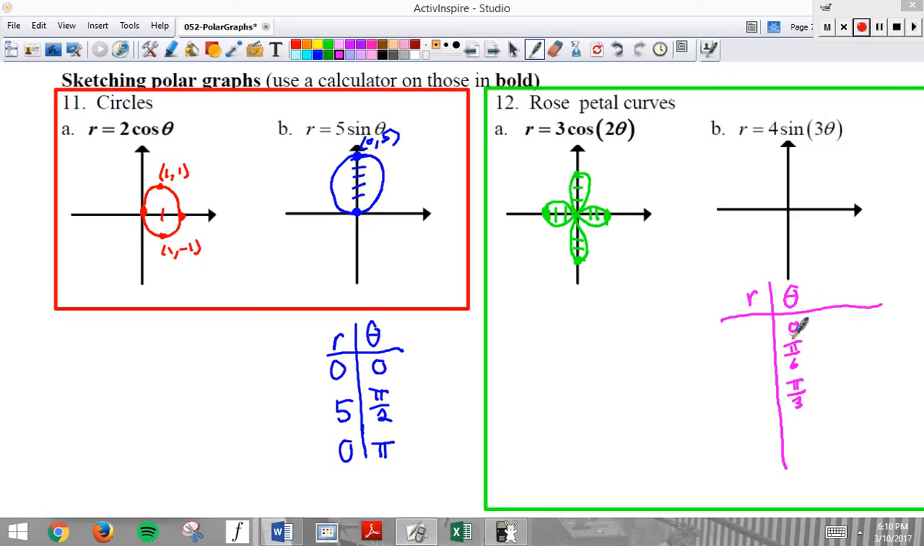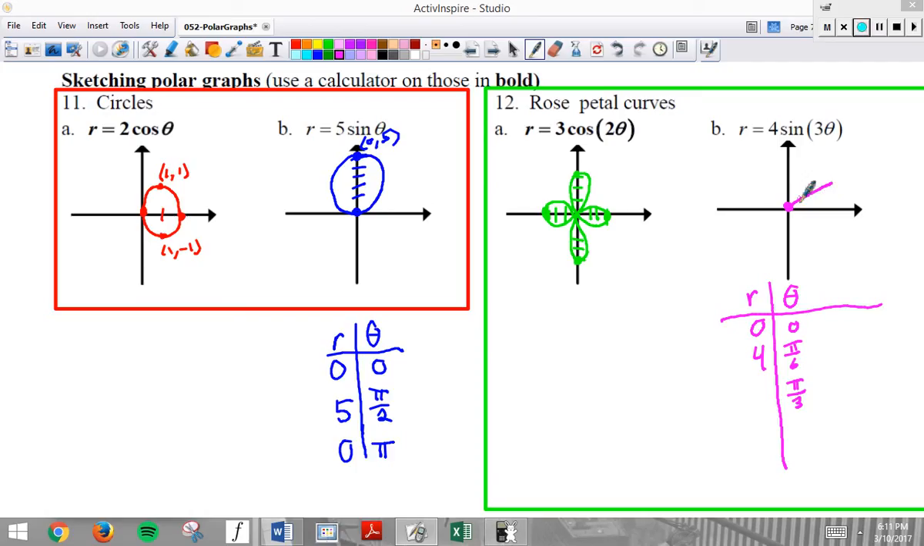Okay, when theta is 0, we have sine of 0. Sine of 0 is 0. I'm at the pole. Pi over 6. 3 times pi over 6 is pi over 2. Sine of pi over 2 is 1. So I'm at a radius of 4. So at pi over 6, you're just trying to do your best at making a pi over 6 angle, so it should be about a third of the way through the rotation. At pi over 6, I'm going to be 4 out, right? I went 4 out and then rotated pi over 6.